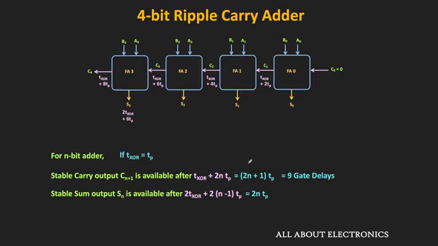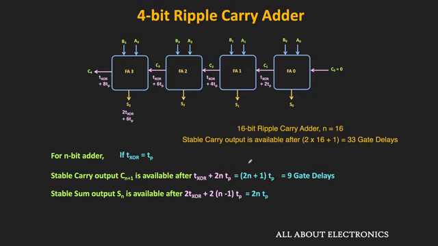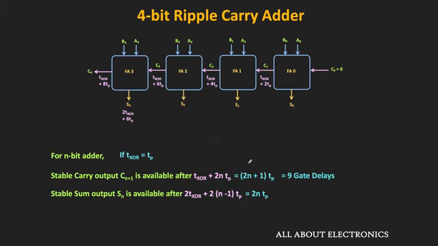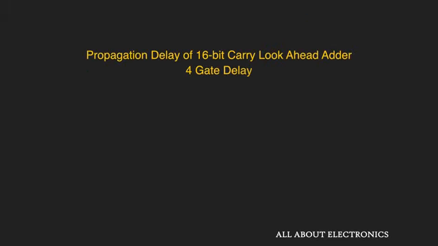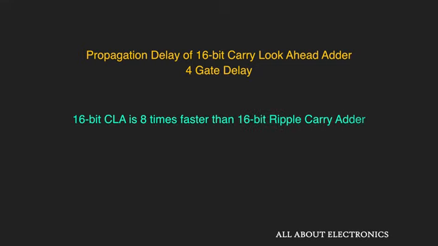And as we increase the number of bits, the improvement in speed is more profound in the case of the look-ahead carry adder. For example, if we design the 16-bit ripple carry adder, then the final stable output of this 16-bit adder will be available after 33 gate delays. On the other hand, the output of this 16-bit carry look-ahead adder will be available only after 4 gate delays. That means this 16-bit CLA is 8 times faster than this ripple carry adder.